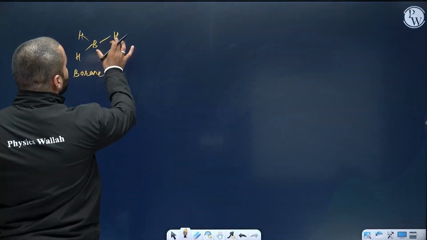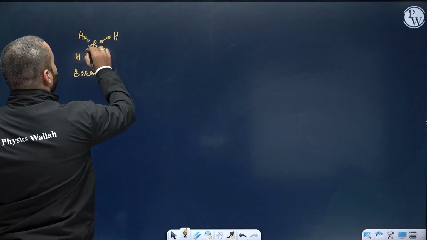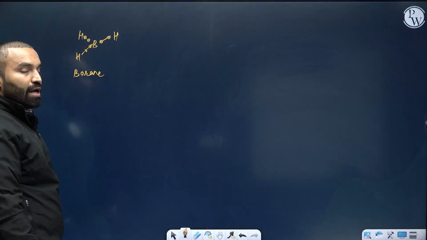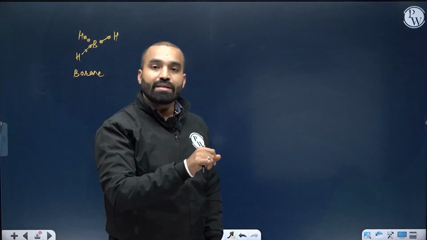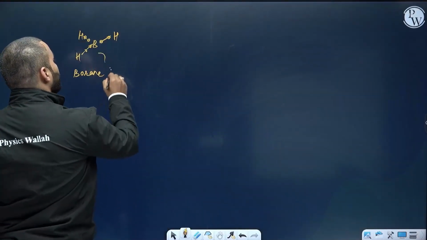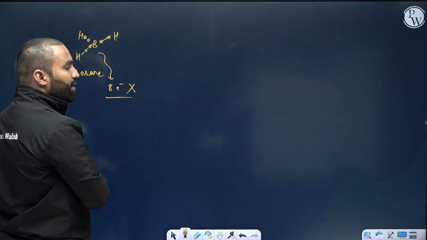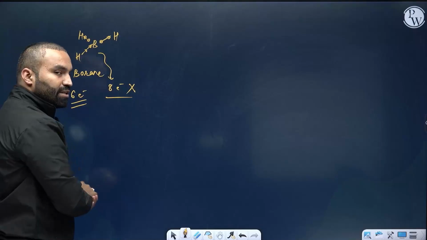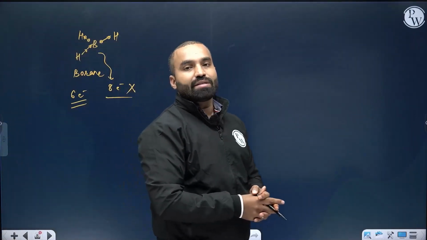There is a hydrogen present, hydrogen and hydrogen. There are 1, 2, 3, 4, 5, 6 electrons present around boron. And if you remember, one of the identifications of an electrophile is an incomplete octet. This boron does not have 8 electrons with it. Rather, it has just 6 electrons. So it's desperately looking for 2 more electrons to fulfill its deficiency.